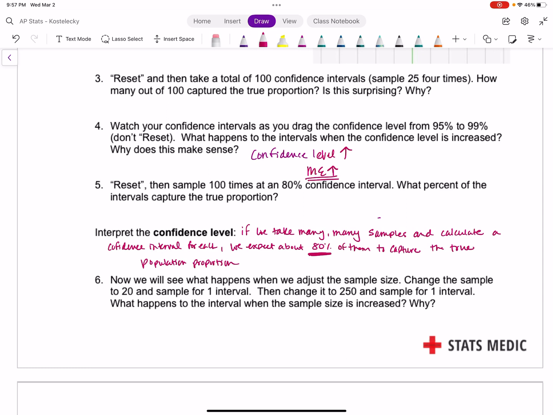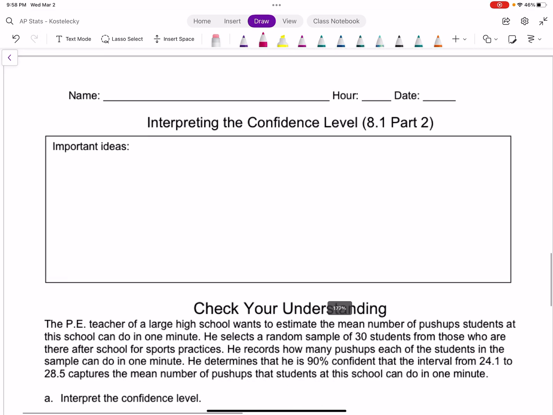For number 6, as our sample size increases, our margin of error decreases. And if our margin of error decreases, that means our confidence interval also decreases, because margin of error dictates how wide that confidence interval is. Okay, so let's fill these notes in.